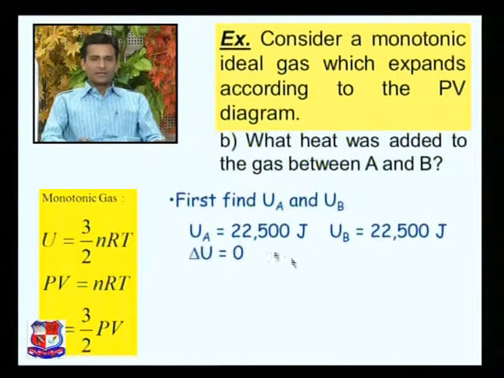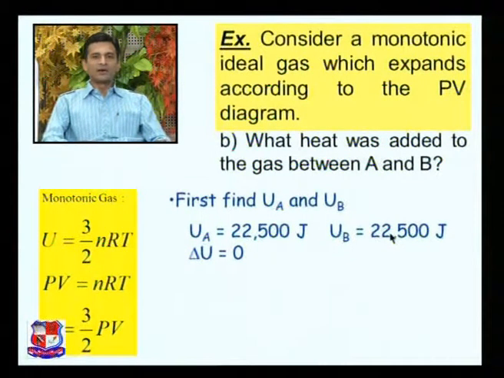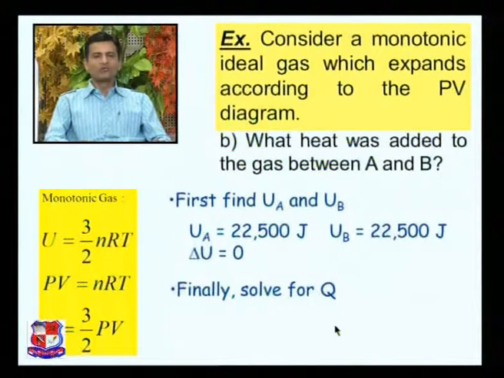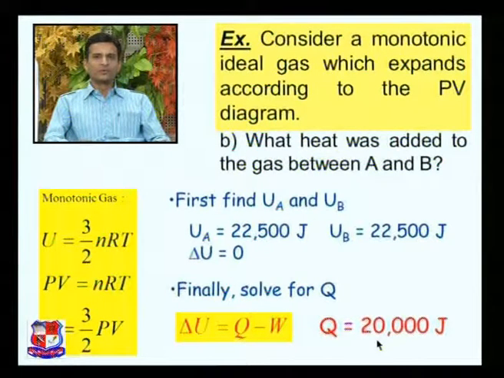So UA, that is initial internal energy, is 22.5 kilojoule or 22,500 joule. Internal energy at point B is 22,500 joule. So change in internal energy delta U is equal to 0, and hence finally solve for Q from the first law of thermodynamics. Delta U is equal to Q minus W. W is known to us, delta U is known to us, hence Q is equal to 20,000 joule. So that is the answer of second question B.